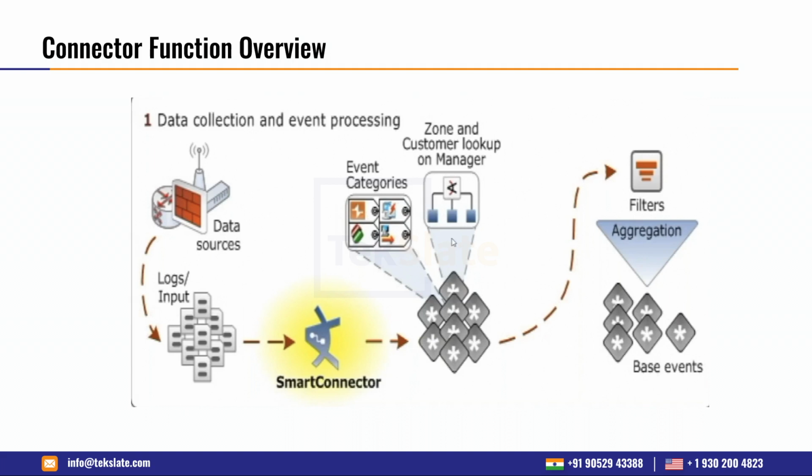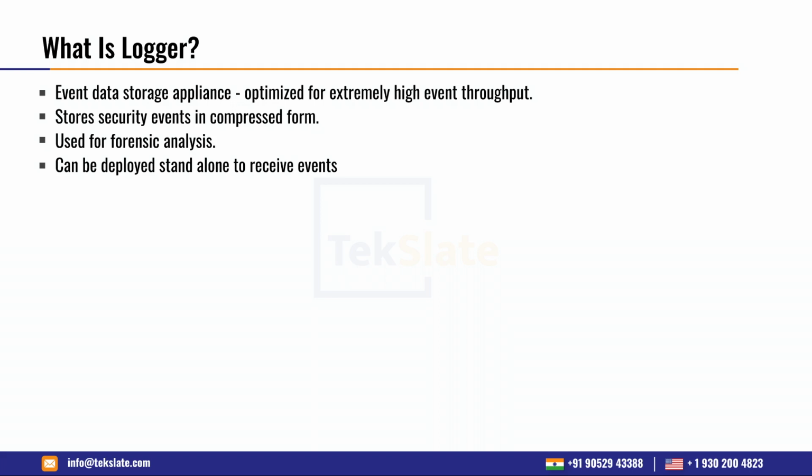So these are the four important terms which you should know, and that is why it is called a smart connector. Logger, we already know a bit about it. It's a data storage appliance, helpful in searching. Another thing is the compression. The compression which it follows is 10:1. Must to know the compression of the logger.